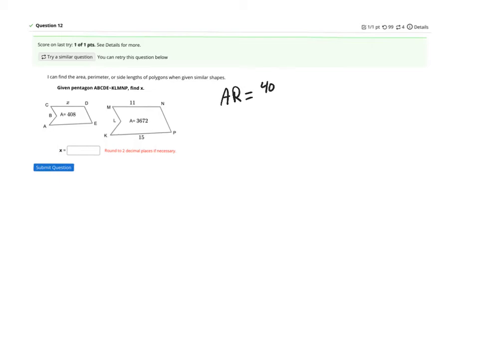So we're going to write it out as 408 over 3,672. Whenever you're given two areas or an area ratio, you should always reduce if possible. This reduces to 1 over 9.